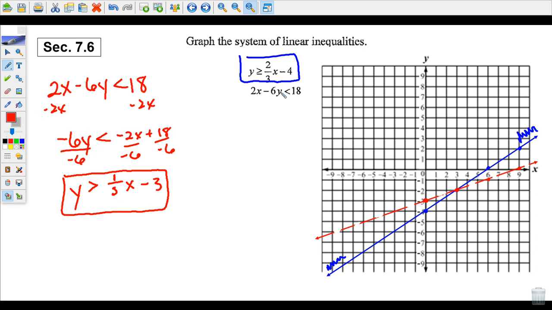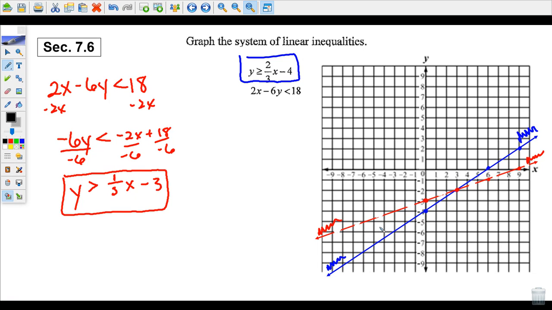0 here, 0 here, that's going to make 0 on this side. 0 is less than 18. That is true. So we're shading this side of the red line, and I need to envision where these overlap. That's really going to be the side that I shade. So I'm above the red line and above the blue line.